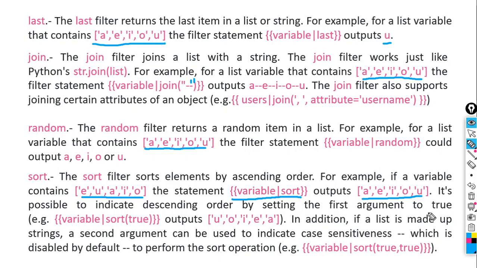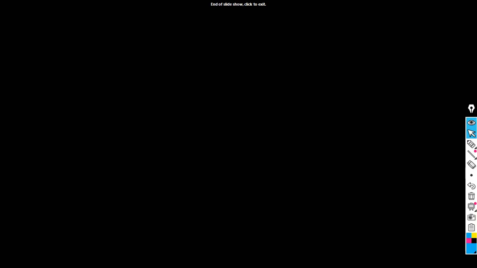Okay, so these are the filters: last, join, random and sort. So we will see the coding for these filters in the next video. So thank you.